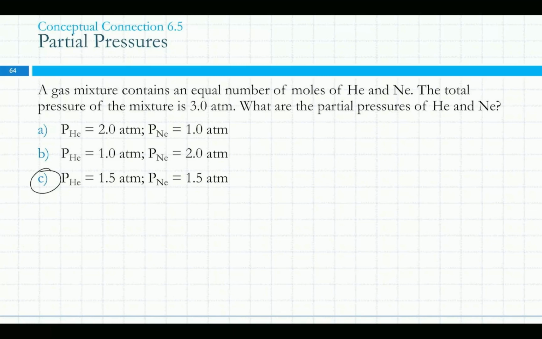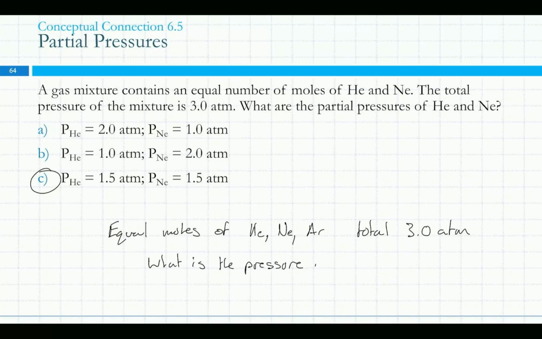You could do a similar question and say there are 3 gases in equal amounts. Say equal moles of helium, neon, and argon, and the total is 3 atmospheres. What's the partial pressure of each? If I have the same amount of helium, neon, and argon, that means each of the 3 is 1/3 of the total pressure. So take my total pressure divided by 3, and it's 1 atmosphere each.